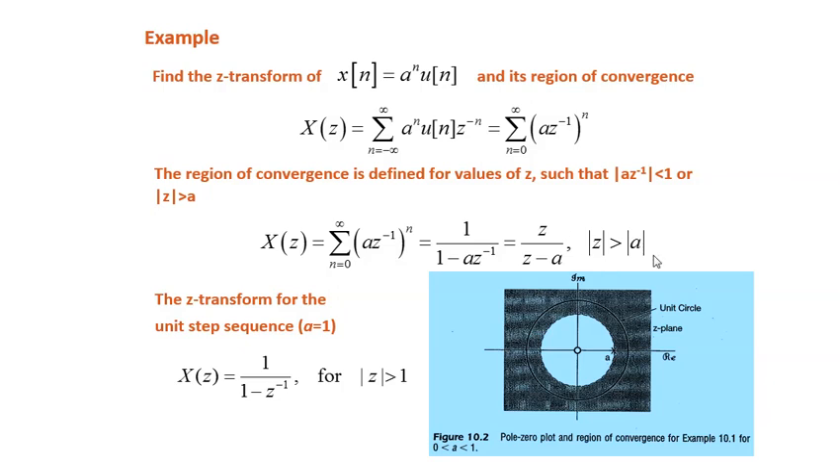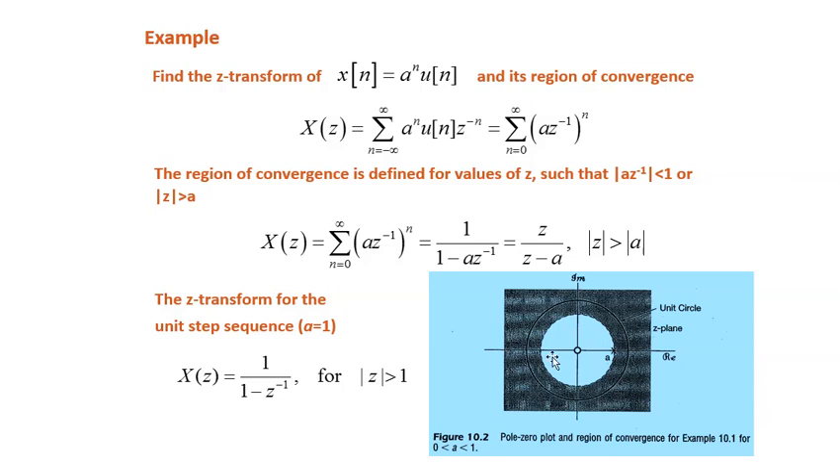Otherwise, so this is the region of convergence. As simple as that. This is the region of convergence: absolute value of z greater than a. For example, if a was 1, this would have been 1 over 1 minus z to the power of minus 1, right? The region of convergence would be z greater than 1. So the z transform of a to the power of n u of n will be z over z minus a, and the region of convergence would be absolute value of z greater than absolute value of a.